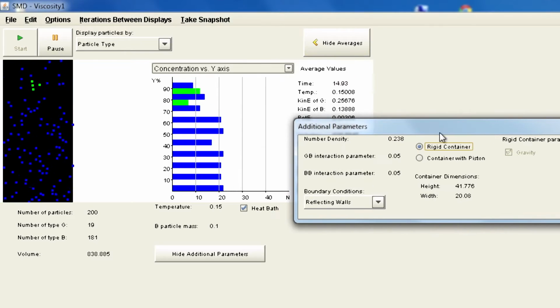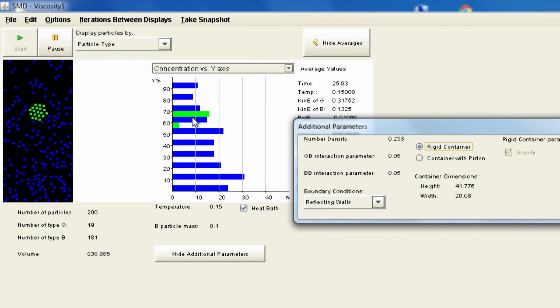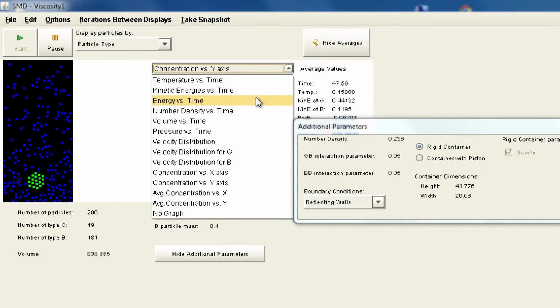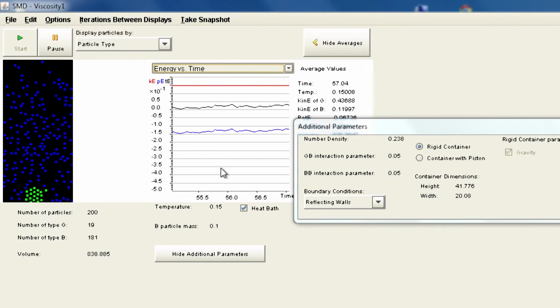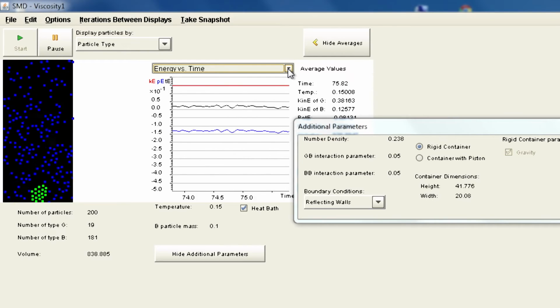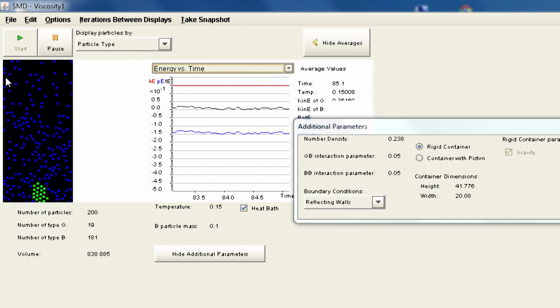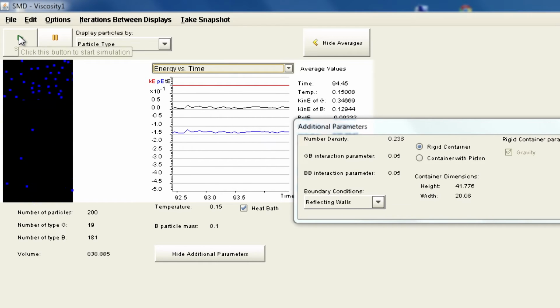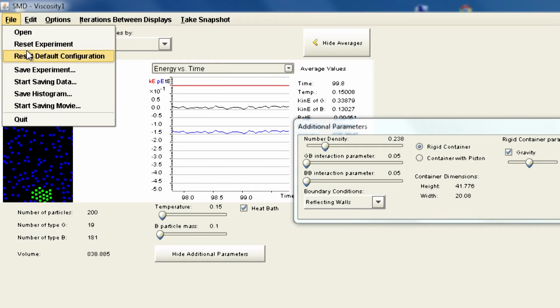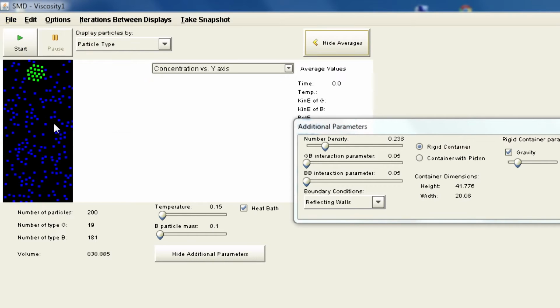Now, you can see here the concentration, how the concentration is going down, and what is happening with the energy. Now, you are looking at the energy versus time. So, it came down faster because the gravitational forces were different and at a higher level. Let us pause there, and then we are going to look at the diffusion again, reset the experiment.